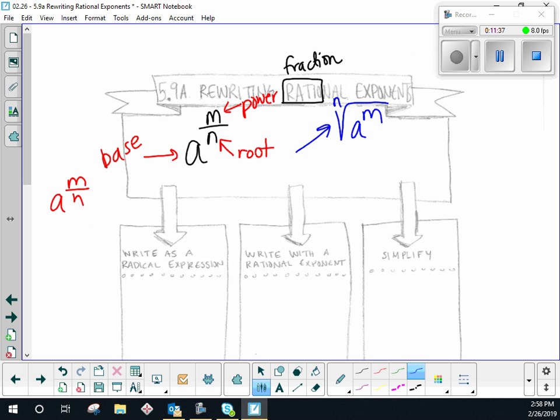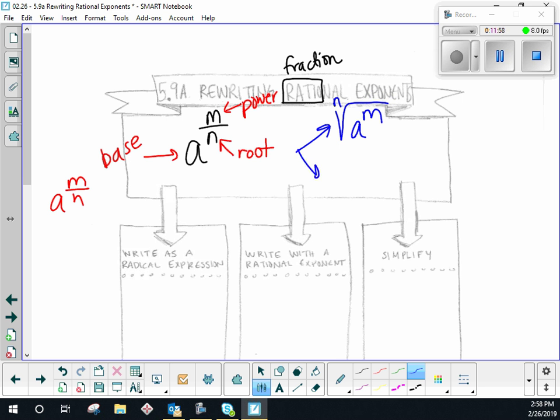Okay? The power is with the base. The root is on the outside of the radical. That's one way of doing it. Power first, root second. What do you think is the other way I could do that? The opposite. Root first, power second. And here's how that would look.